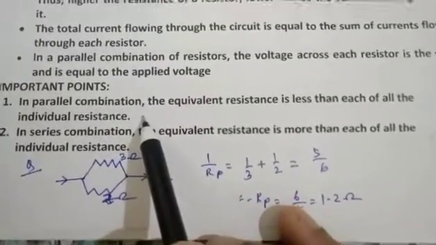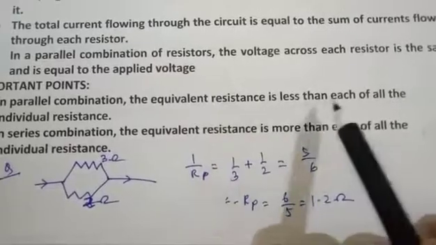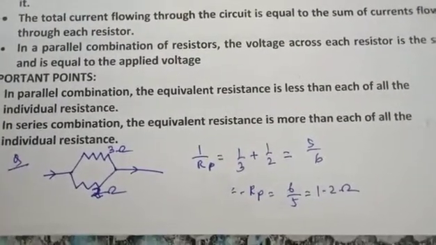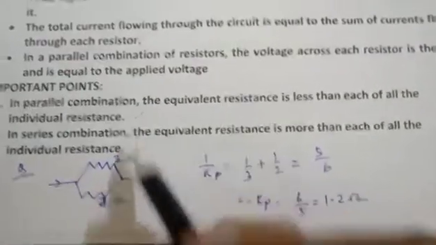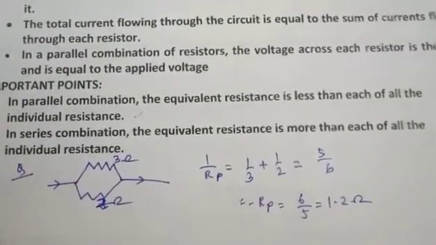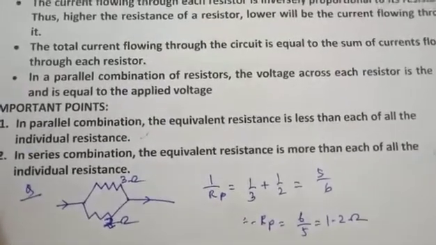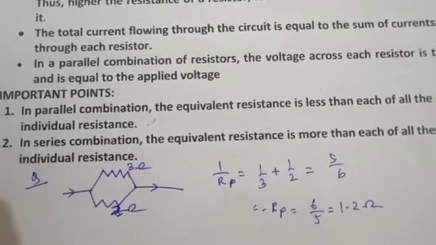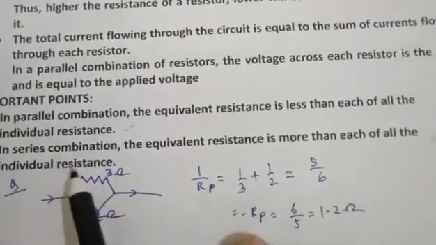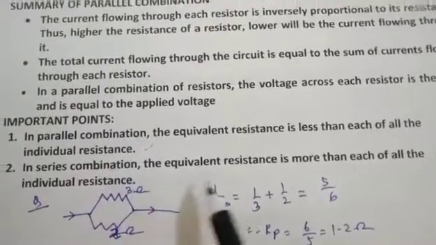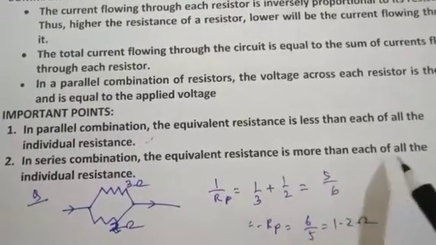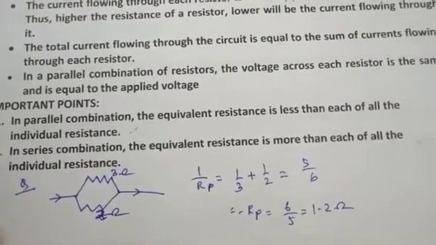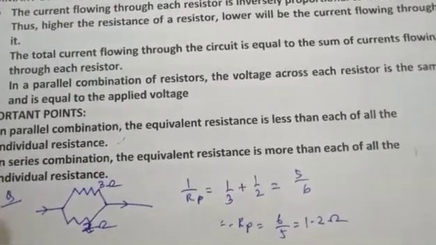In parallel combination, the equivalent resistance is less than each of the individual resistances. This is a very important point, that whenever we connect resistors in parallel, the equivalent resistance will have a value lesser than the value of each resistor. Point number 2 says in series combination, the equivalent resistance is more than each of the individual resistances. That means the total resistance will be greater than the value of each resistor.